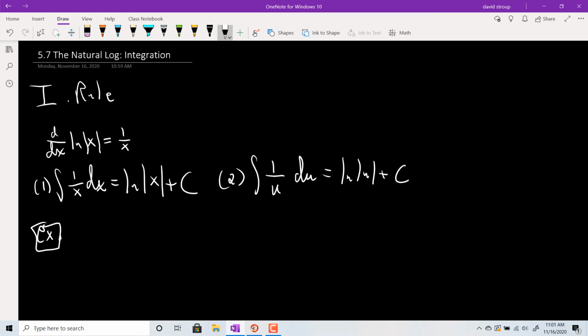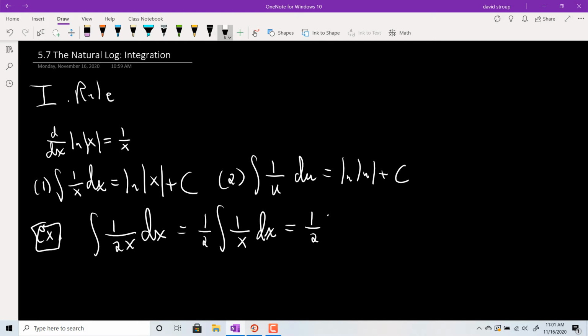Here is an example. We have the integral of 1 all over 2x dx. And how do we do that? Well, we can factor out the 1/2. So this is the same as 1/2 the integral of 1 over x dx. And now it's in the appropriate form we want. So you're just going to end up with 1/2 times the ln of the absolute value of x plus c.